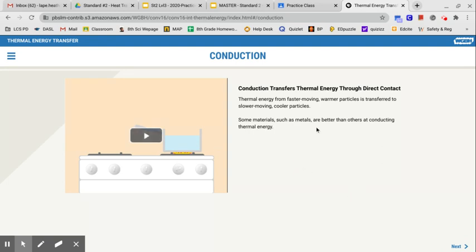Some materials, such as metals, are better than others at conducting thermal energy. So an example of that would be if you were to put a metal spoon in this pot and you went to touch that spoon, it'd be very hot, because metal conducts heat very well.